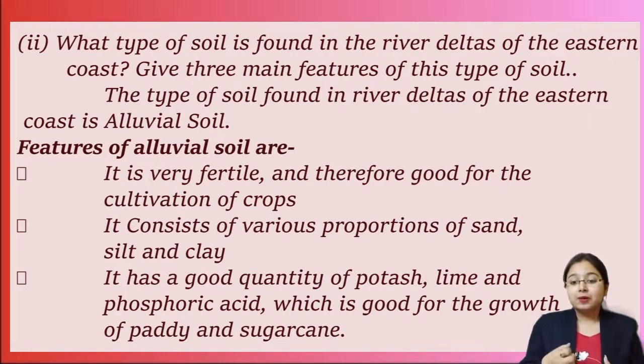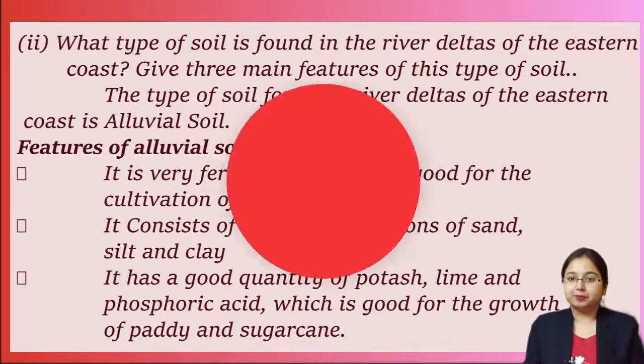which is good for the growth of paddy and sugarcane. Paddy means rice. So this type of soil contains a good quantity of potash, lime and phosphoric acid, which is very good for the growth of sugarcane and rice. So these are some of the main features of alluvial soil.